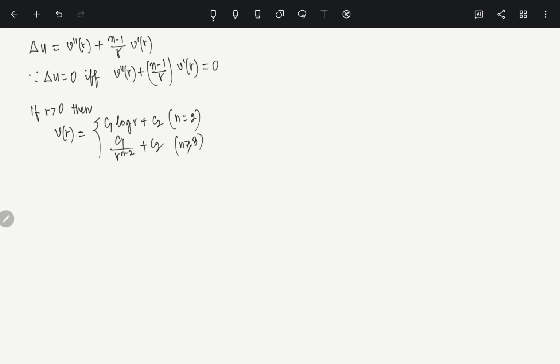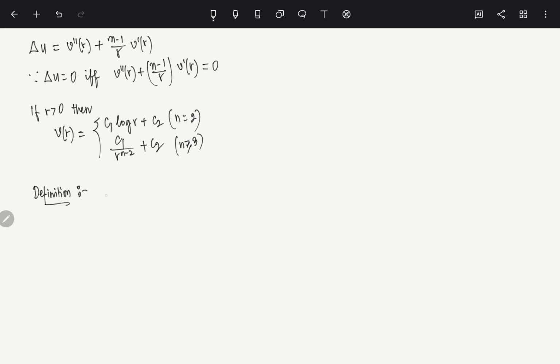So essentially we can solve this equation for n equals 2 and n greater than or equal to 3, and we can see what those solutions are. With this, we can define the fundamental solution.